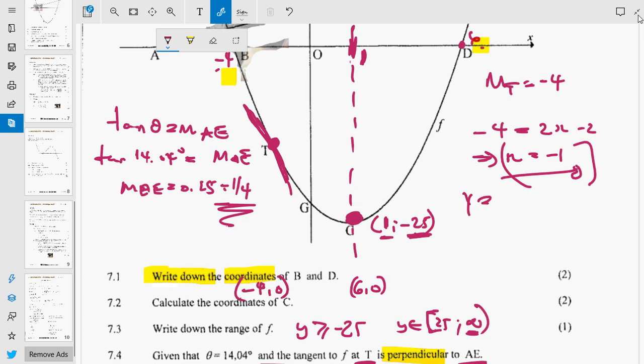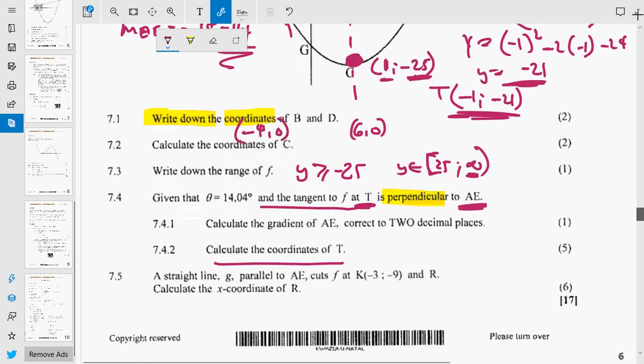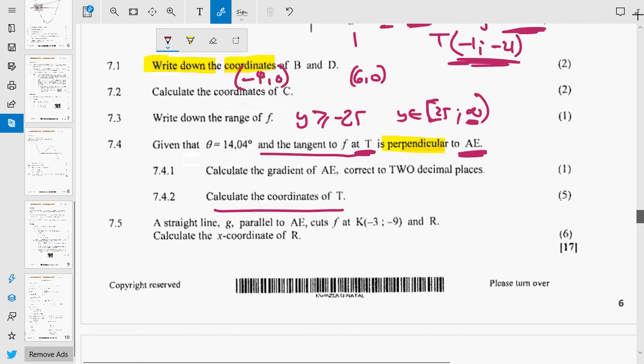So y will be equal to (-1) squared - 2(-1) - 24. So your y will be -21. So the coordinate of T is (-1, -21). The key point here was to remember that at the point of contact, the gradient of the tangent is equal to the gradient of the parabola.